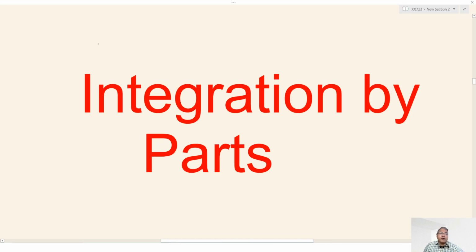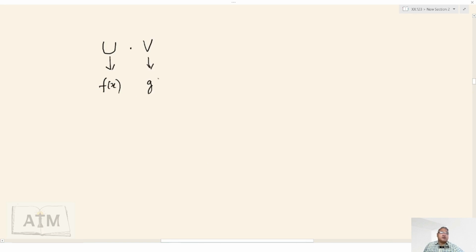In product rule or integration by parts, there are two functions. One is u, another is v. u is a function of, suppose, f of x, and v is another function, let us say g of x. So there are two functions given and both the functions are multiplied together. How to do integration when two functions are multiplied together is nothing but called integration by parts.